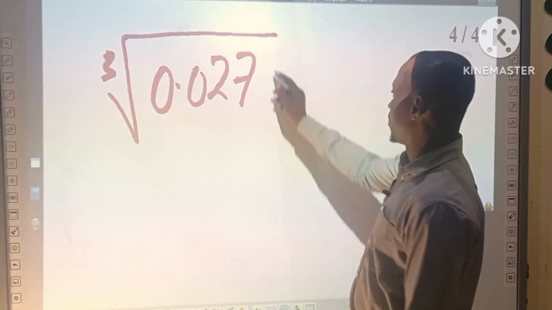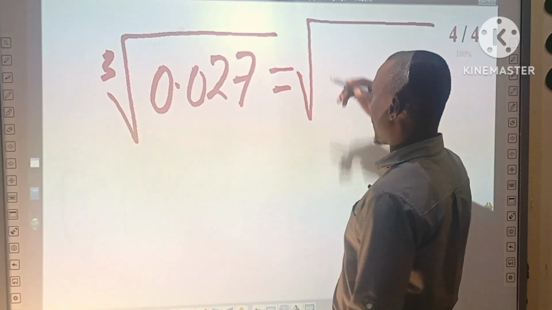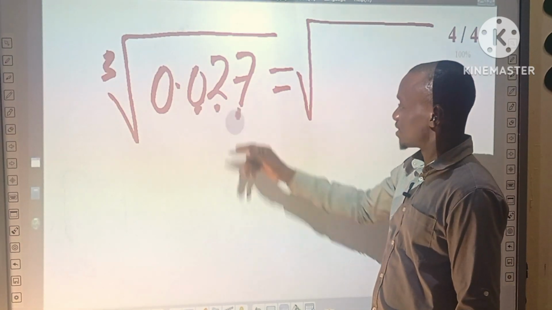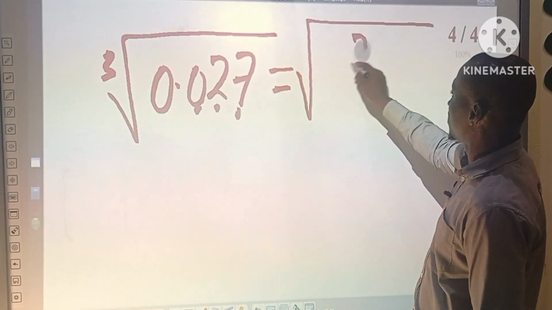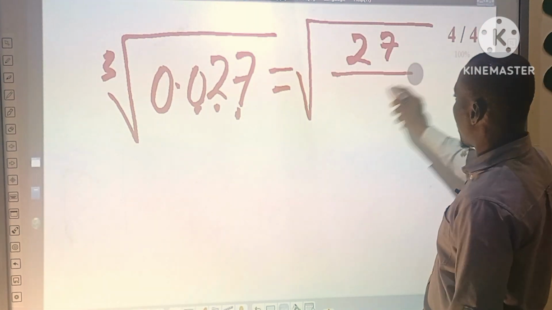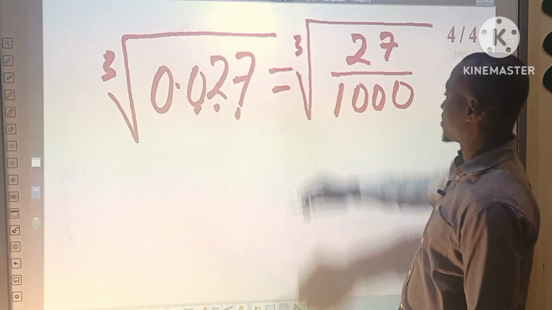How do we do this? We change this to a fraction. And we write it as a fraction in multiples of 10. This is tenth, this is hundredth, and this is thousandth. So this decimal figure will simply be 27 over 1,000. The cube root of 27 over 1,000.